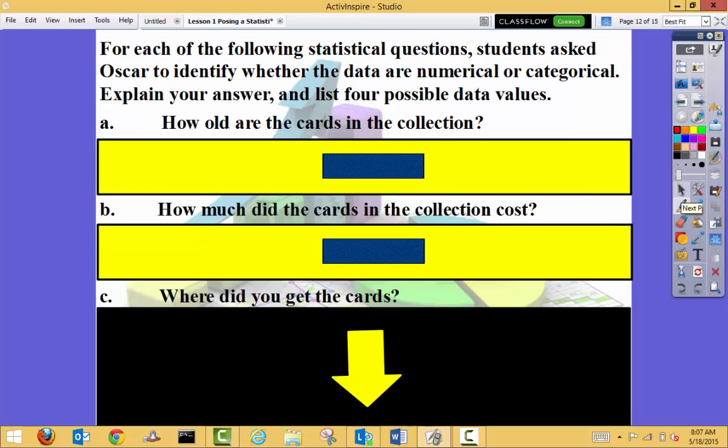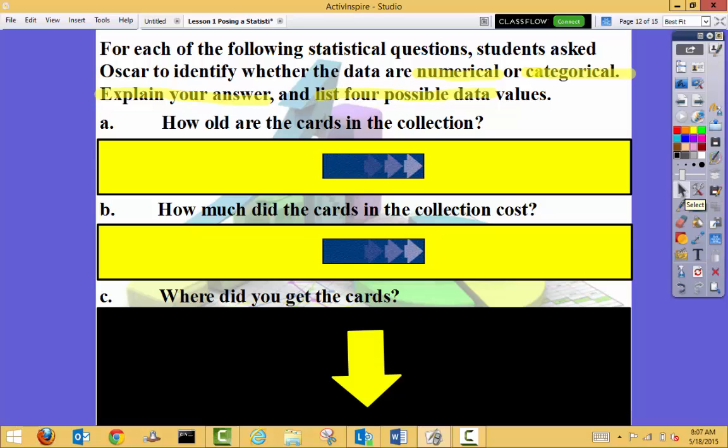Okay, here's our next one. For each of the following statistical questions, students ask Oscar to identify whether the data are numerical or categorical. Explain your answer and list four possible data values. So here it's asking to say whether it's numerical or categorical. That's one part. Explain your answer. That's two. And then it says list four possible data values. So let's look at this first one.